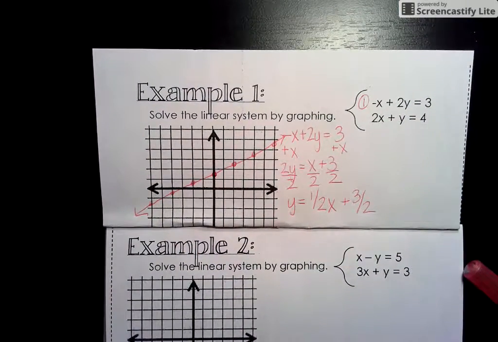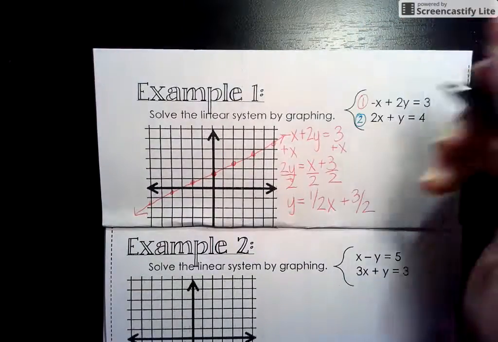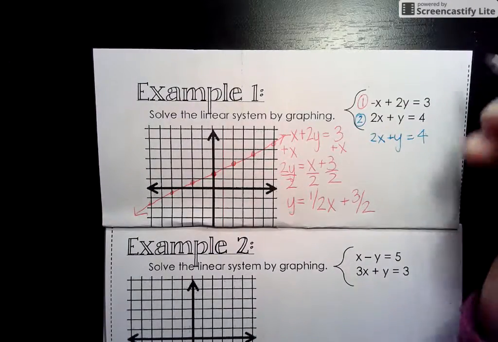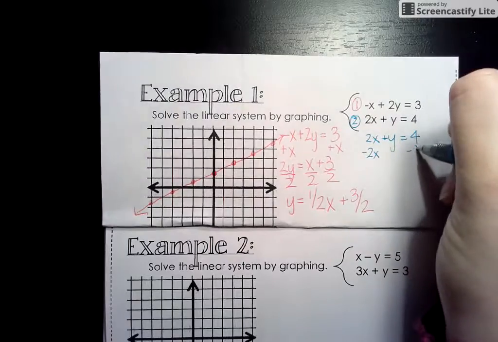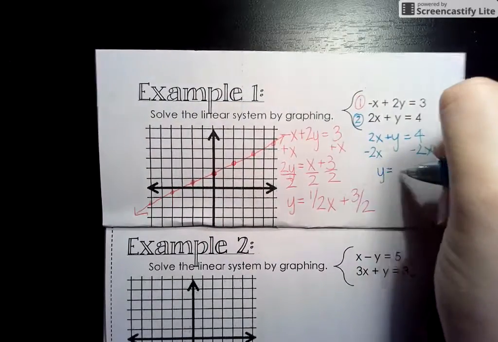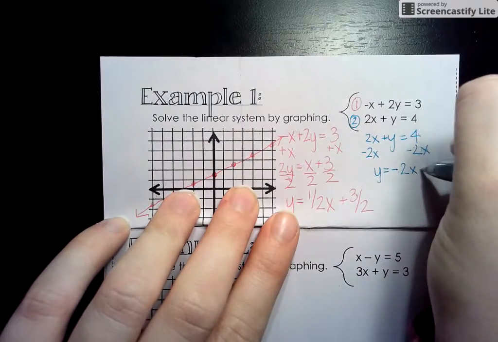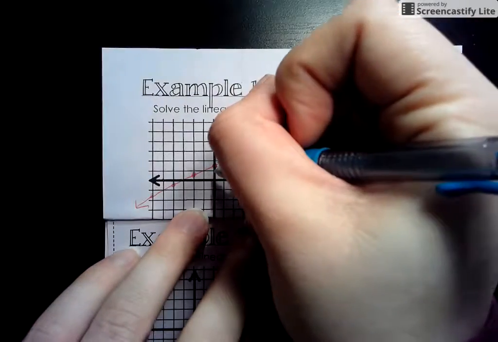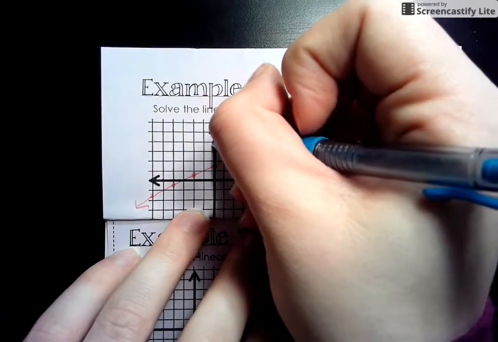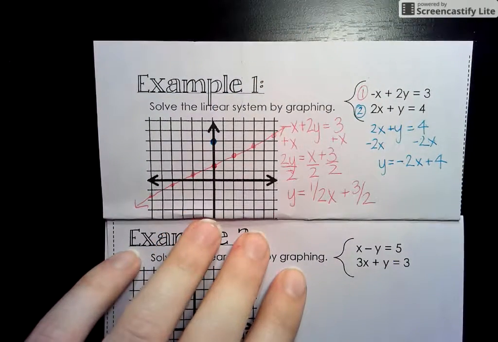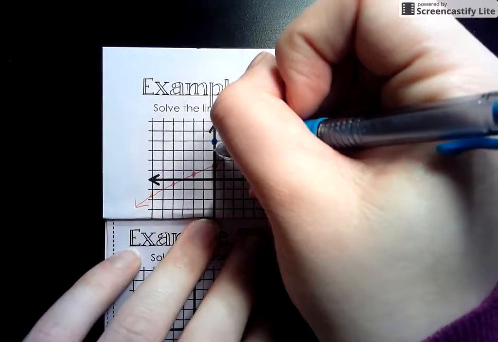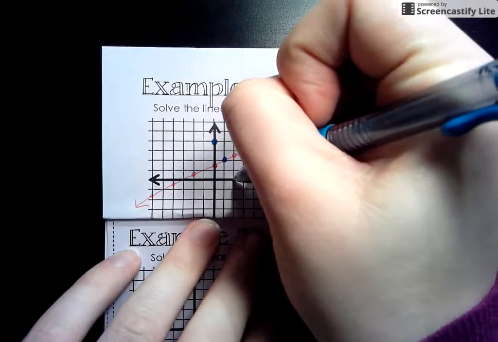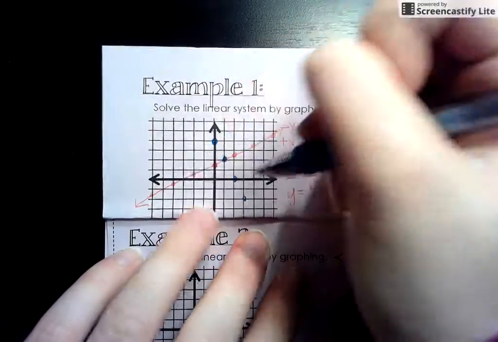Now I'm going to take my second equation and solve that one for y. So I have 2x plus y equals 4. I'm going to subtract 2x on both sides. So I get y equals negative 2x plus 4. I always want to plot my y-intercept first, so that's my 4. So I'm going to go up 4: 1, 2, 3, 4, and plot my point. I'm going to start there. Now my slope is a negative 2, so I'm going to go down 2 to the right 1, down 2 to the right 1, down 2 to the right 1, and continue.